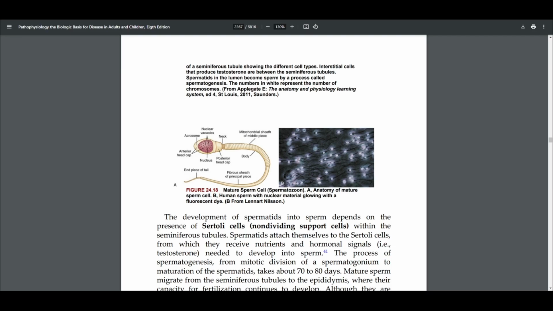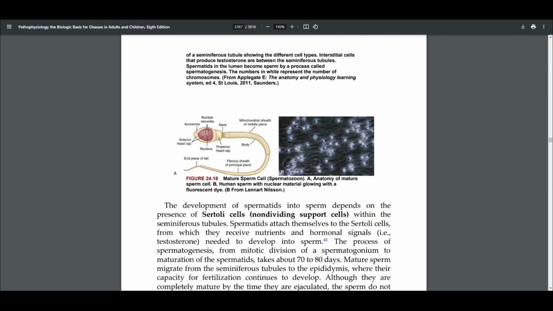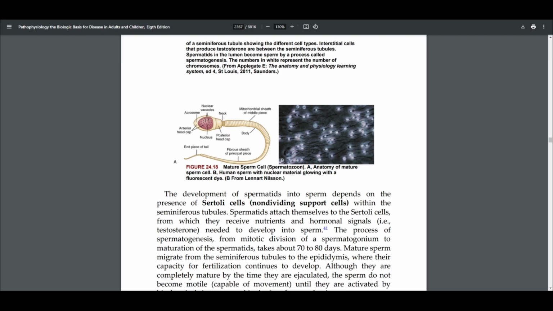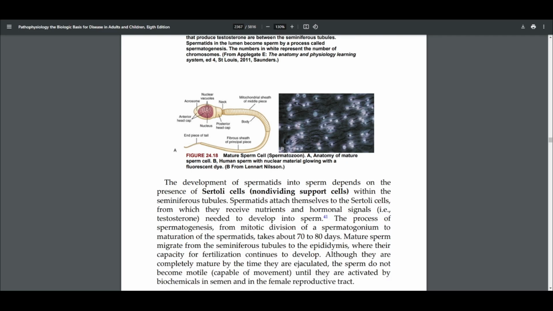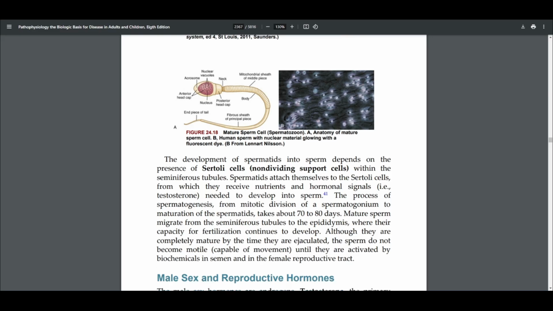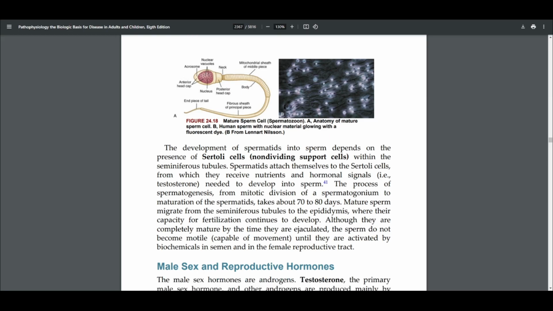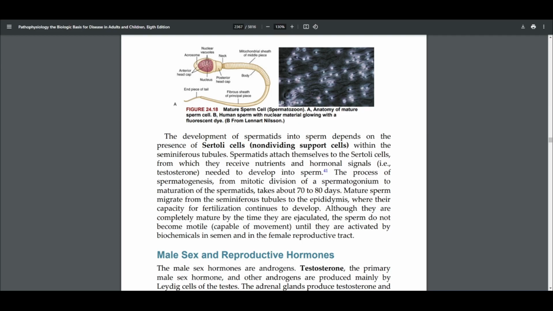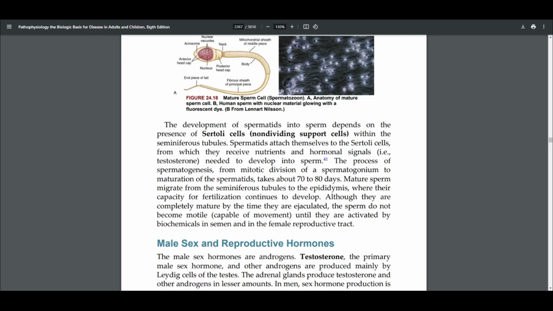The development of the spermatids into sperm depends on the presence of Sertoli cells within the seminiferous tubules. Spermatids attach themselves to the Sertoli cells, from which they receive nutrients and hormonal signals needed to develop into sperm. The process of spermatogenesis, from mitotic division of the spermatogonium to maturation of the spermatids, takes about 70 to 80 days. Mature sperm migrate from the seminiferous tubules to the epididymis, where their capacity for fertilization continues to develop.